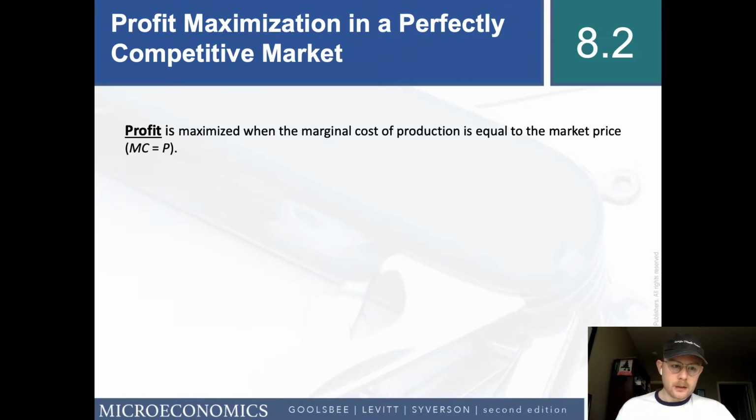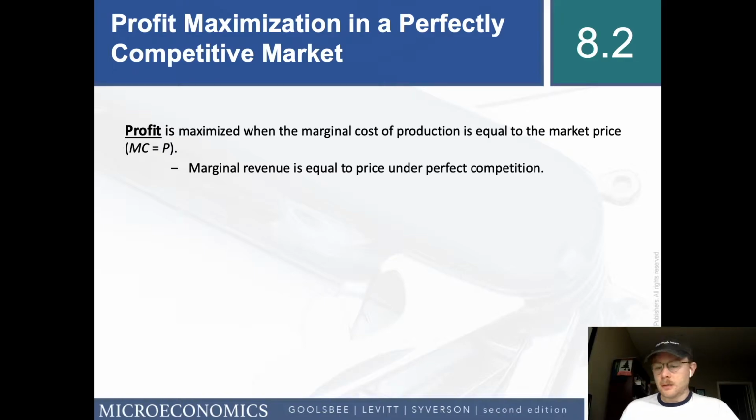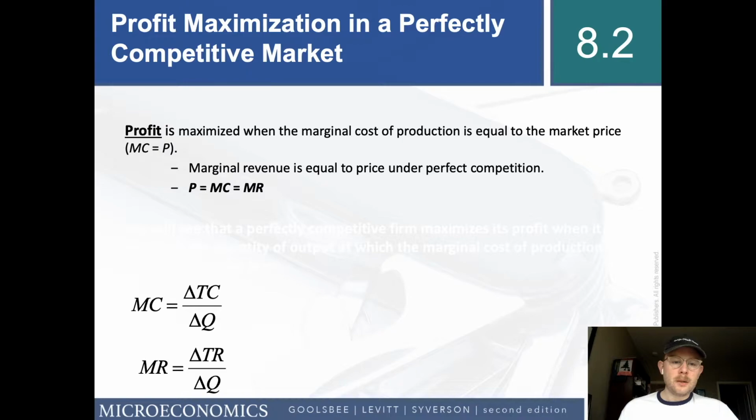So I mentioned earlier in this video about profit maximization. Profit is maximized when the marginal cost of production is equal to the market price. This is, it should be noted, the case under perfect competition. Marginal revenue is equal to price under perfect competition. Profit is always maximized whether we're looking at perfect competition or later on when we're looking at oligopolies and monopolies.